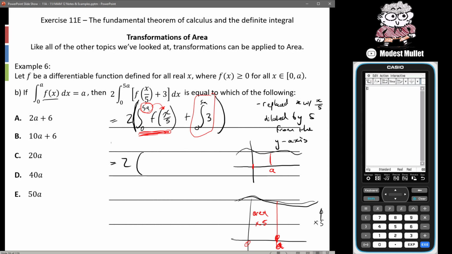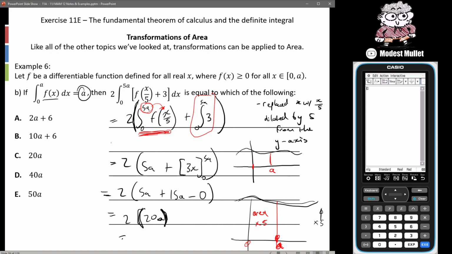So I'm going to get 2 times by 5 by that, so I get 5a plus 3x between 0 and 5a is equal to 2 by 5a plus 15a take away 0. So it's 0 in. So we get 2 by 20a. So we get 40a. And there's our answer.